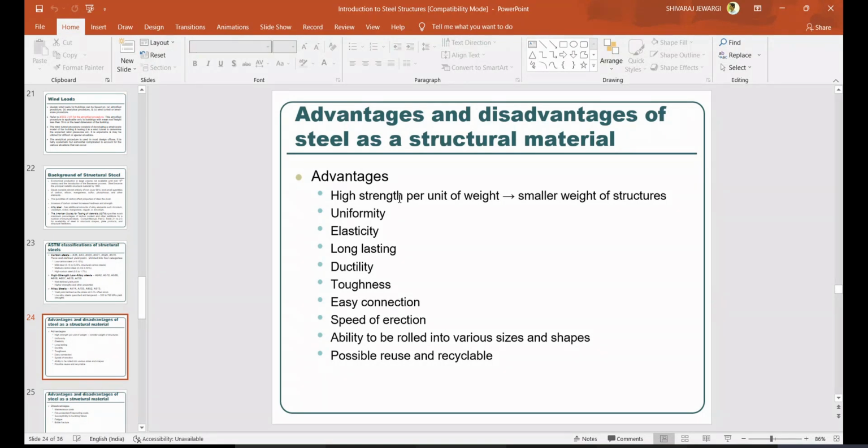Do you believe this? Steel is good at being ductile, or tensile, in nature? Yes, please. Since it is ductile in nature, the main advantage of being ductile is that it will undergo plastic deformation before failure.